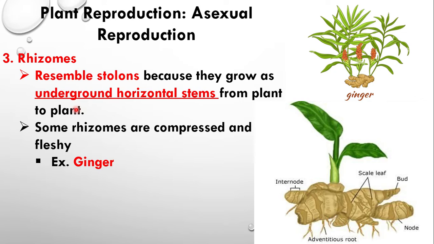So, luya, when you plant it, it will migrate or grow bigger, this horizontal stem, underground horizontal stem, and then after that a bud, or a node, or a shoot will form from this part of this ginger. Okay, so underground stems are rhizomes.